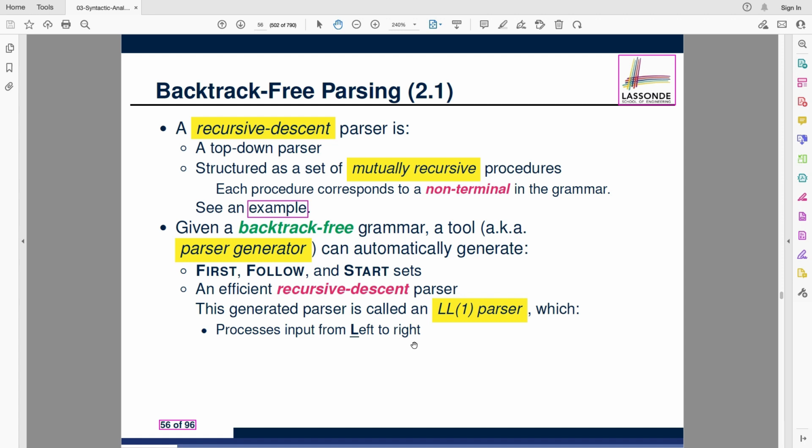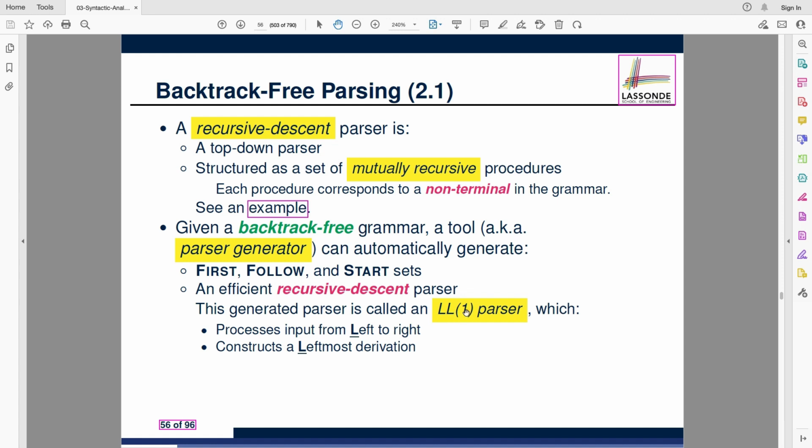Robbie? Leftmost derivation, thank you. Left. So the second L means finding leftmost derivation. When we talk about bottom-up parsing later, it's going to be about rightmost parsing. So we're going to see another kind of parser. We'll change the second L from L to R. Okay, just remember the naming.